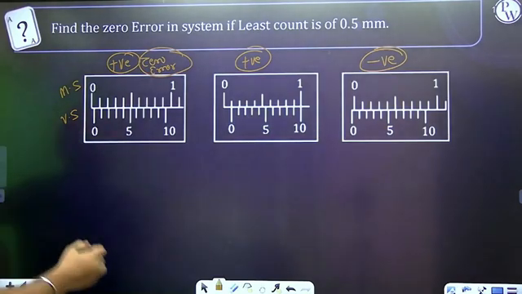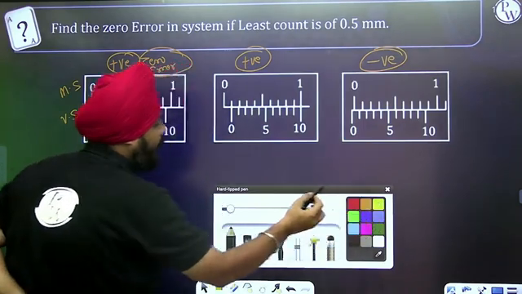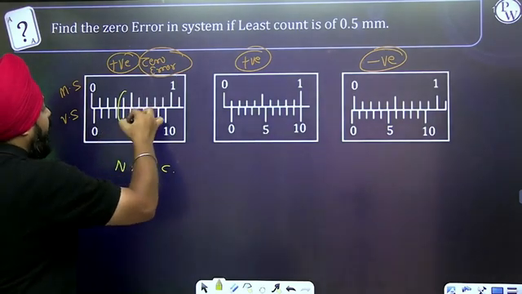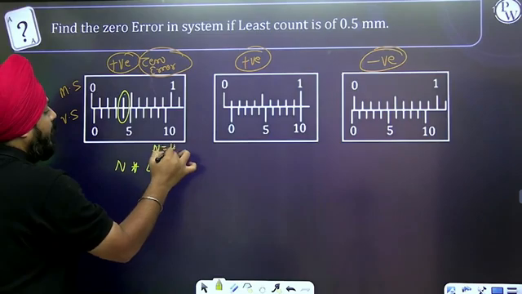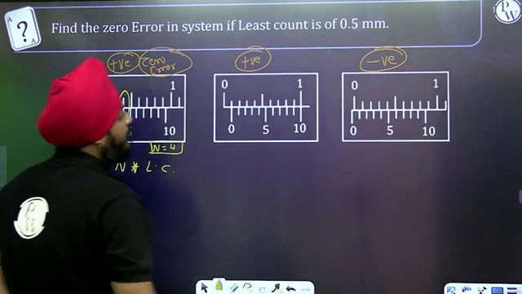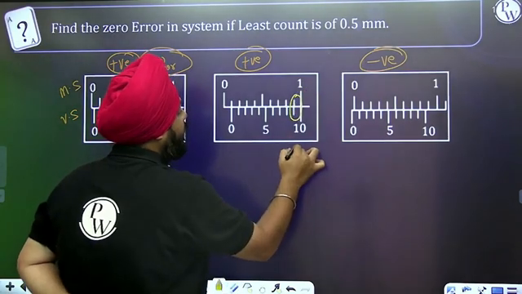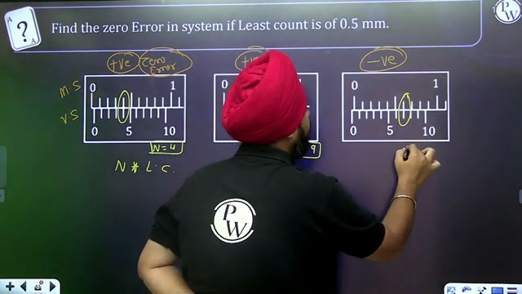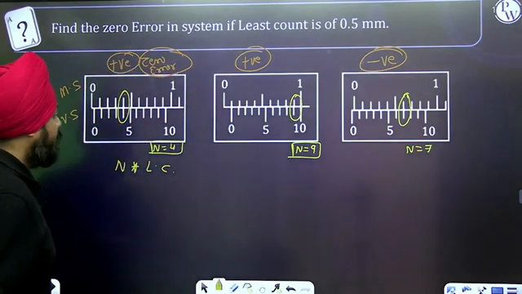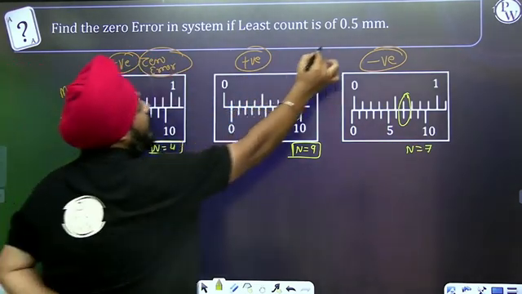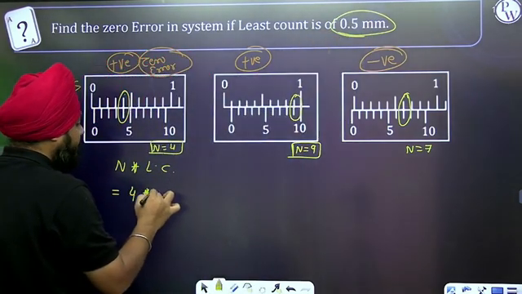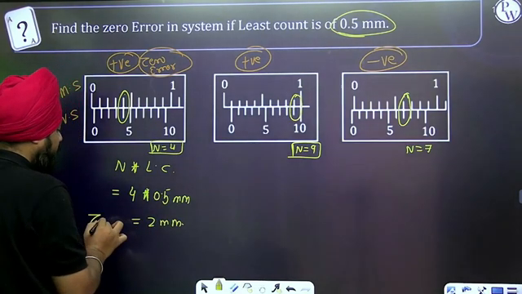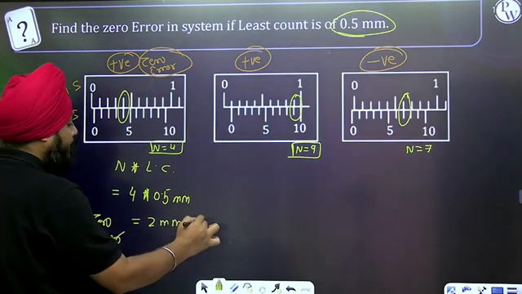What is the formula of the zero error? Nth division coinciding into the least count. Check it out, which division is exactly coinciding? Fourth. In this case, fourth division is exactly coinciding. In this, ninth division is exactly coinciding. And in this, seventh division is exactly coinciding. So here, n is 4. Least count is given as 0.5. 2 mm is of zero error. Positive.